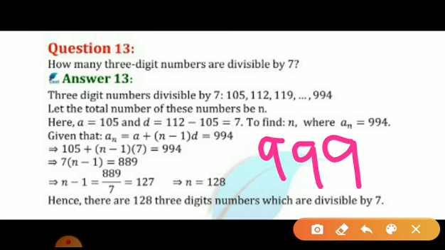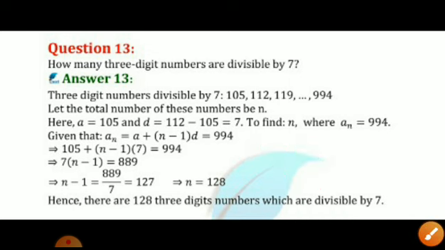Then when you get 994 and divide it by 7, you will see that it is divisible by 7. So what we have got? We have got our first term as well as our last term. The last term is 994. Okay, is this clear?